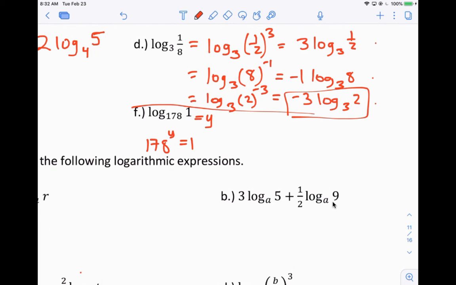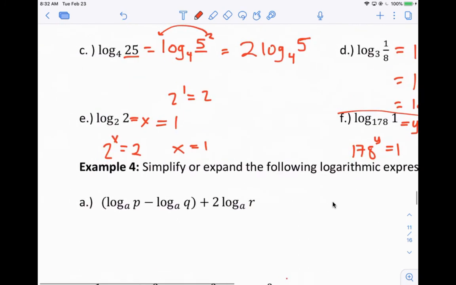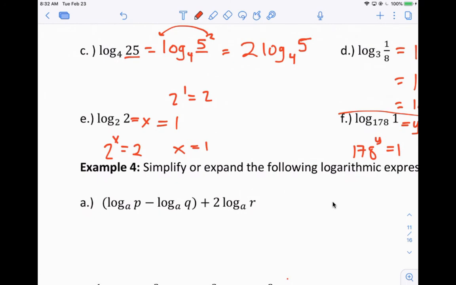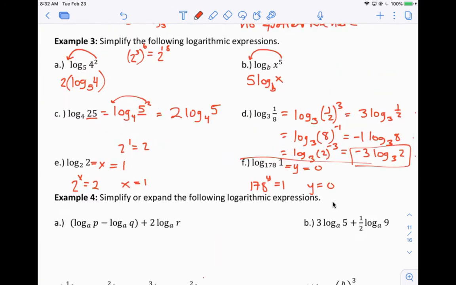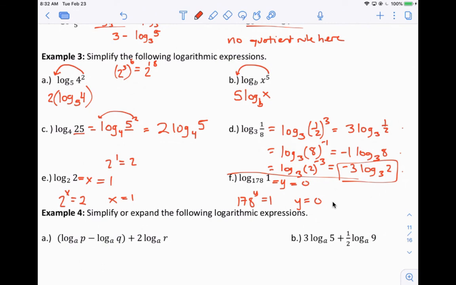What's the only power that drops things down to 1? y has to equal 0. And so we can automatically just call those 0. So it doesn't matter what base we had here. If you see a 1 in that argument, you have a 0. If you see the match, that has to be equal to 1. All right. Those are pretty much all the log rules.